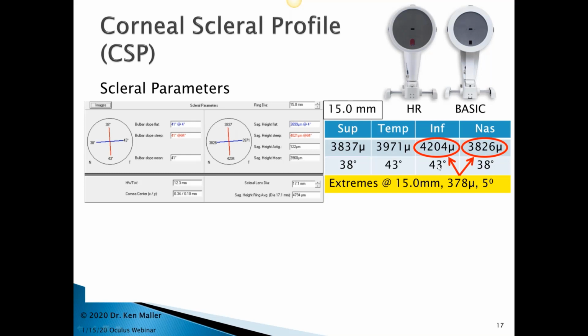Down here, you're also getting the angle that the sclera is moving away at, and you can see there's a difference of 5 degrees, and in the world of scleral lenses, this is enormous.